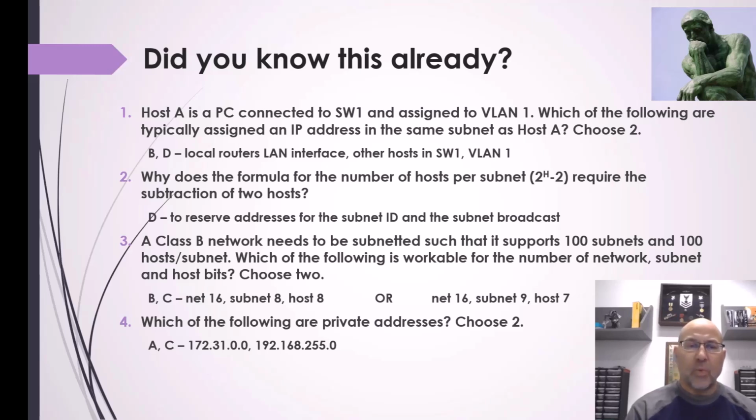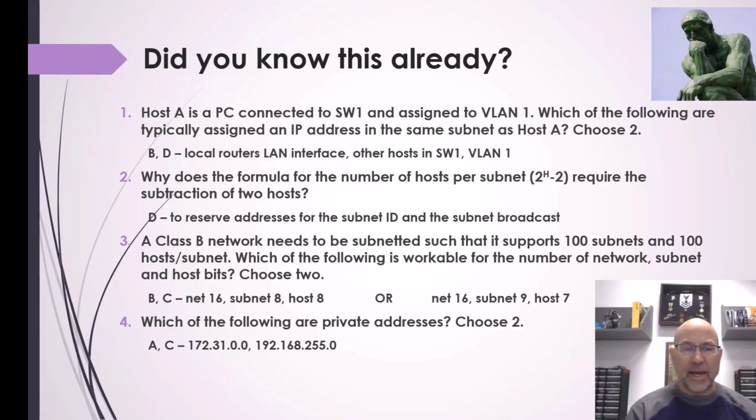Question number 2, why does the formula for the number of hosts per subnet, 2 to the h minus 2, require the subtraction of 2 hosts? Well, now we know what that is. The reason for that is that we have one address for the network or subnet itself and one address for the subnet or network broadcast. So 2 to the h minus 2.